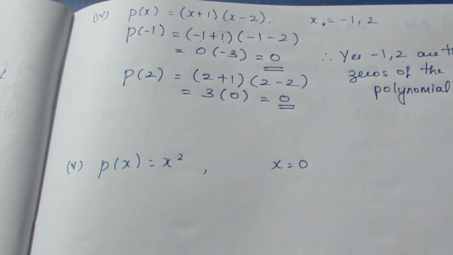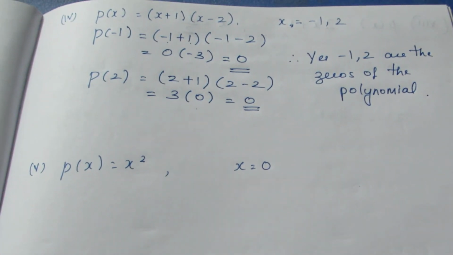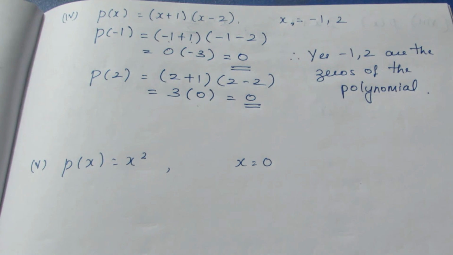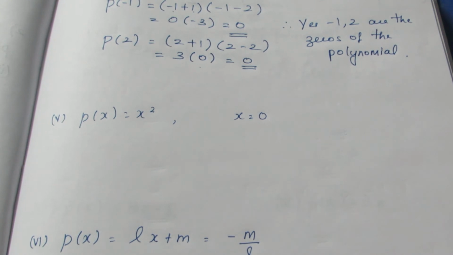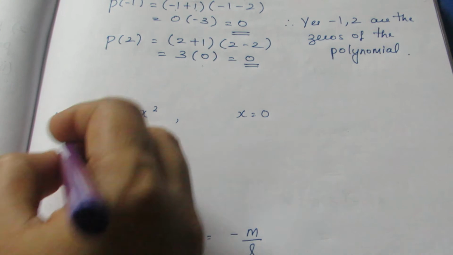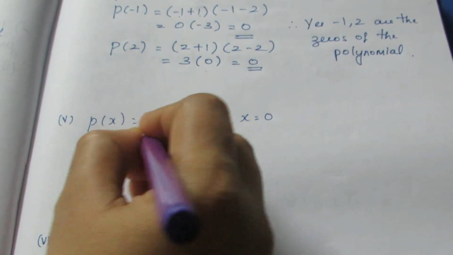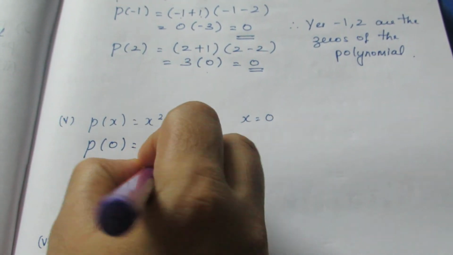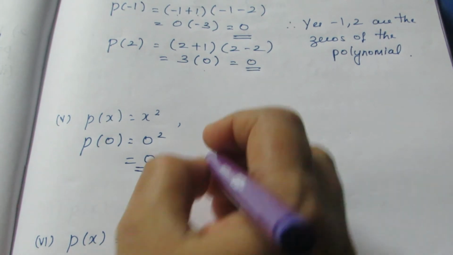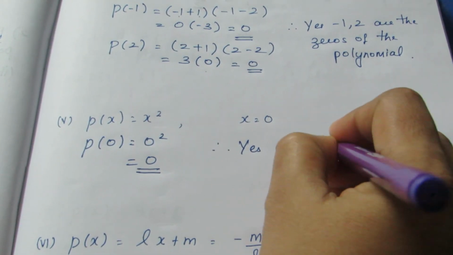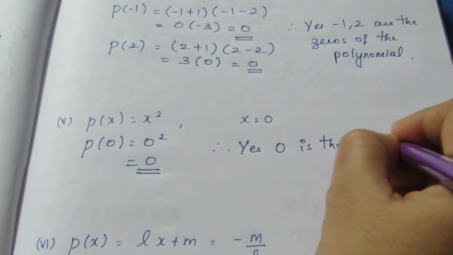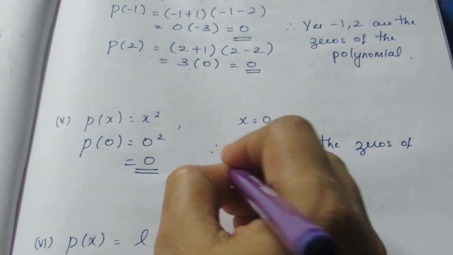So both are the zeros of the polynomial. We'll move on to the fifth one. In the fifth one, it's given that p of x is equal to x square and x is equal to 0. Just substitute the value of 0 in the place of x. So p of 0 is equal to 0 square. 0 square will be 0. As the answer is 0, we can write that yes, 0 is the zero of the given polynomial.